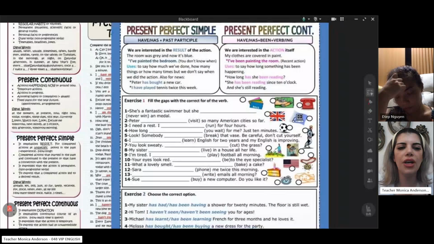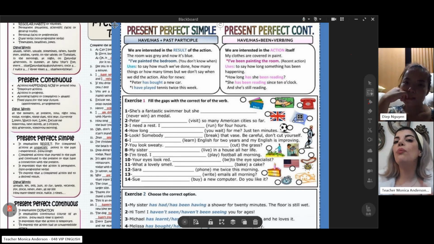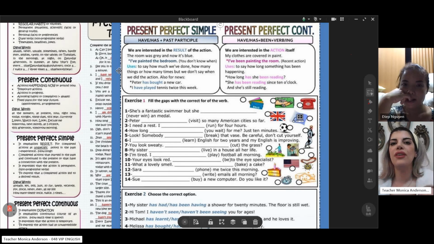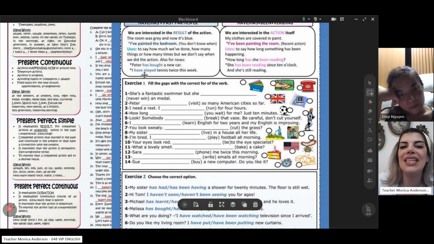Let's do the explanation and the definition of present perfect simple and continuous. As you know, the structure of present perfect continuous is has or have, been, and the -ing form of the verb. But for the simple, it is have or has and the past participle. So there is a difference in structure between these two. Now, it's your turn. Let's fill in the gaps with the correct form of the verb.